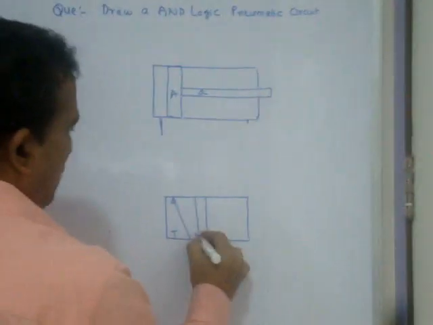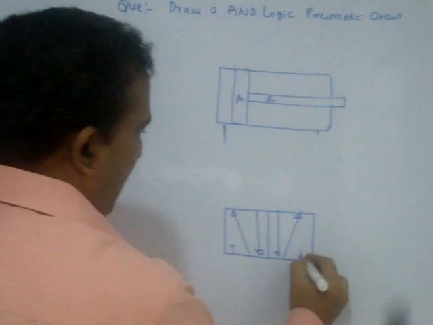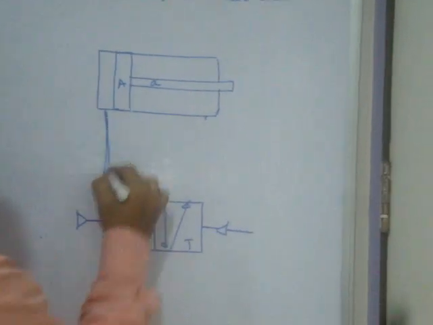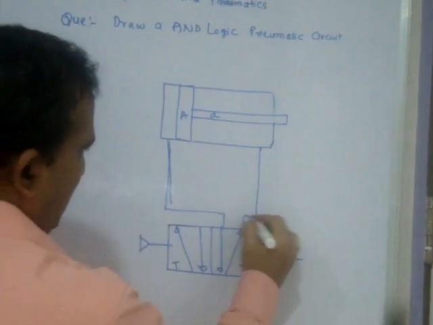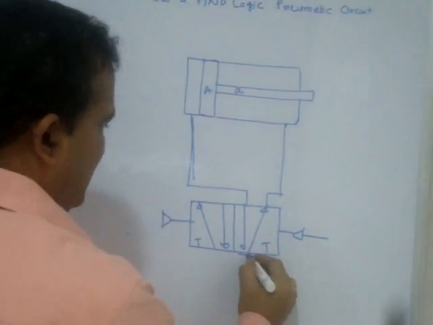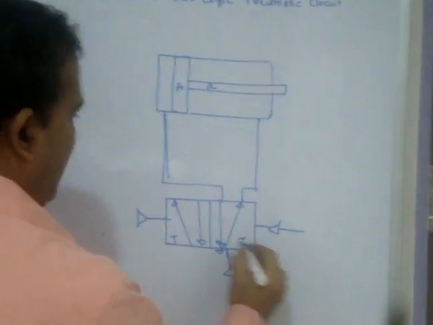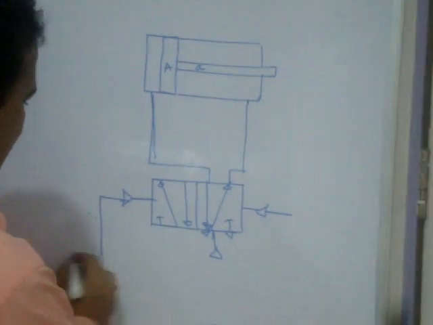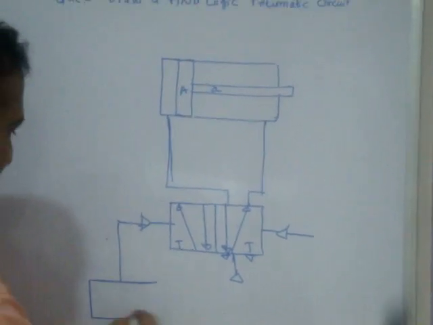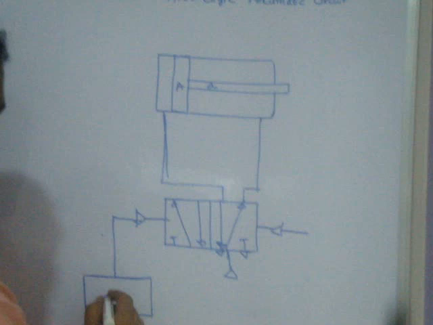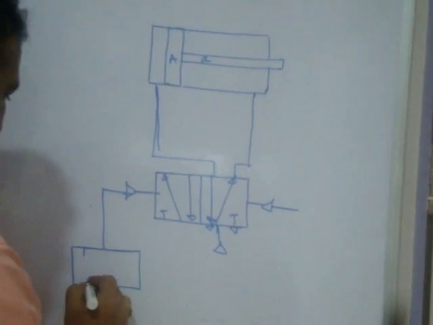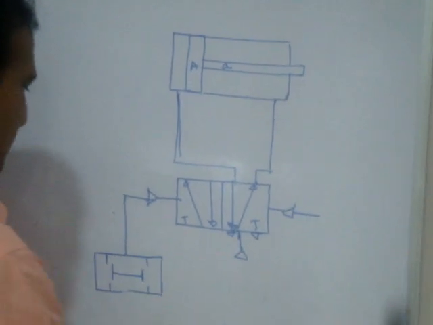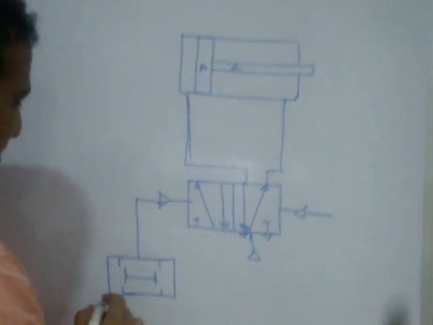Okay, so in this case pilot operated, fine, pilot operated. Always second position, and here I will show the compressor and the muffler. In this case the 3 by 2 I will use. Before that, this valve is called a dual pressure valve. In this case this is called dual pressure, the symbol for dual pressure.